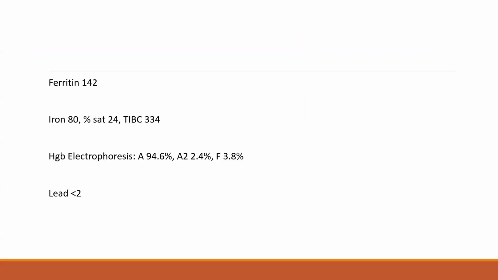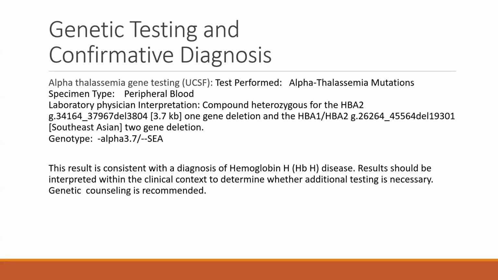His ferritin was normal, as were his iron studies. His hemoglobin electrophoresis was normal, and his lead level was less than 2. We were able to get gene testing for this patient, and he did in fact have a 3 gene deletion. So he had this heterozygous HBA2 deletion with 1 gene that was deleted, this 3.7 kilobases, which is a very common mutation. And then he had the 2 gene deletion for the Southeast Asian. And this is consistent with a diagnosis of hemoglobin H.